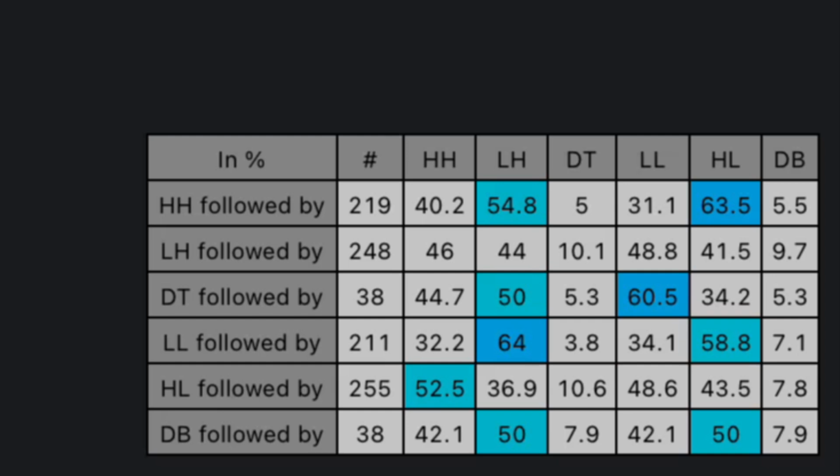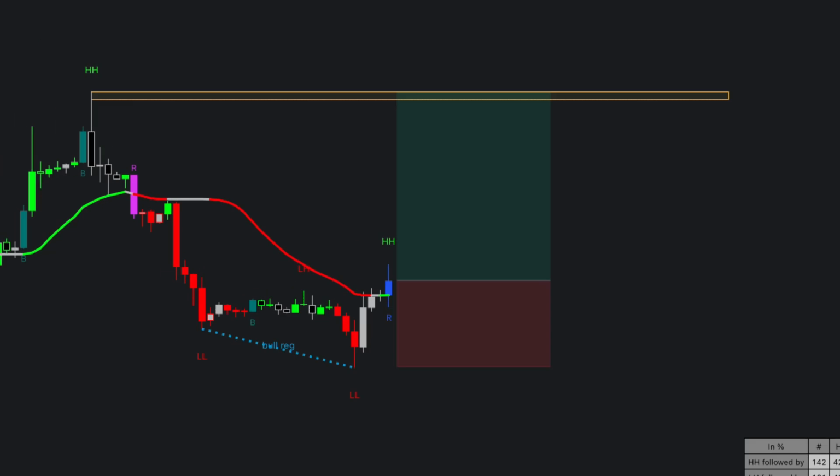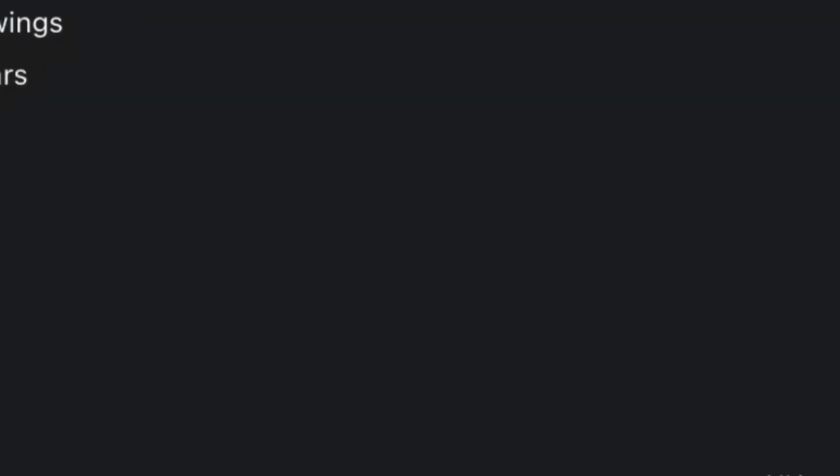Found in the lower right corner of the chart, the relation statistic offers percentages that represent historical occurrences of specific high and low sequences. For instance, it shows the likelihood of a higher high being followed by a higher low or a lower high. This information is crucial for spotting potential market turning points and making informed decisions on trade entries and exits. With these statistics, you can validate your trading signals from TRN bars and TRN swings.